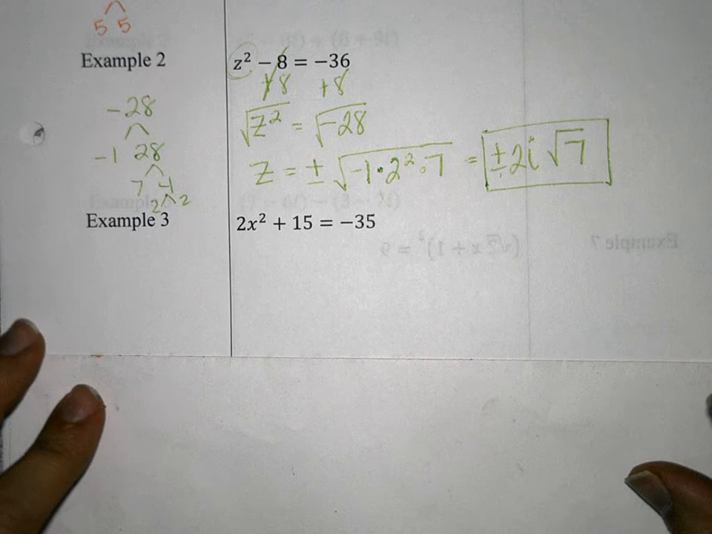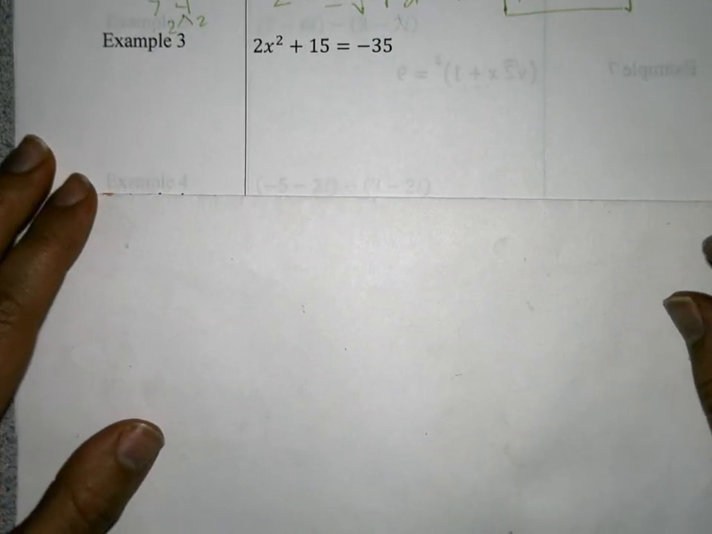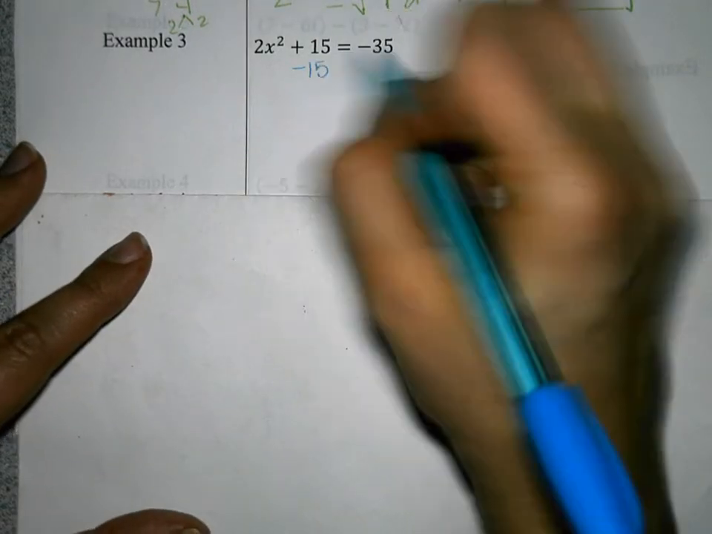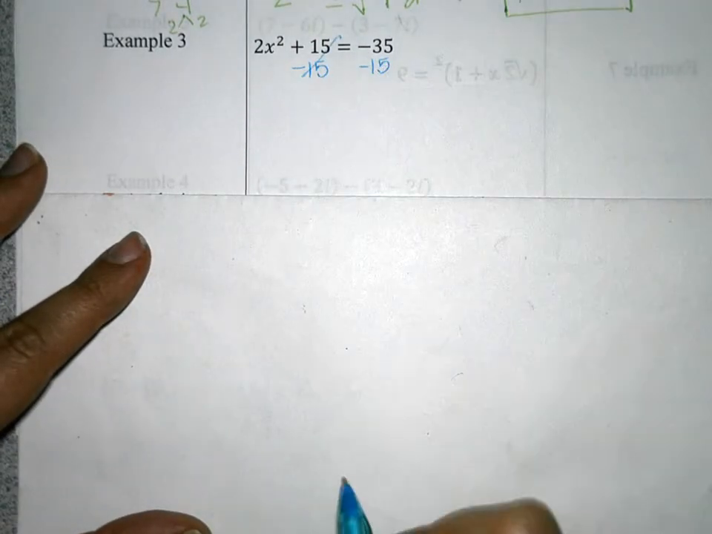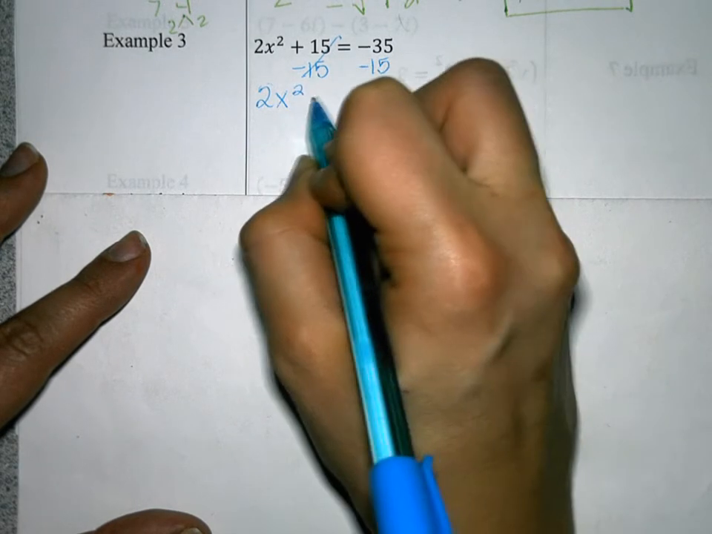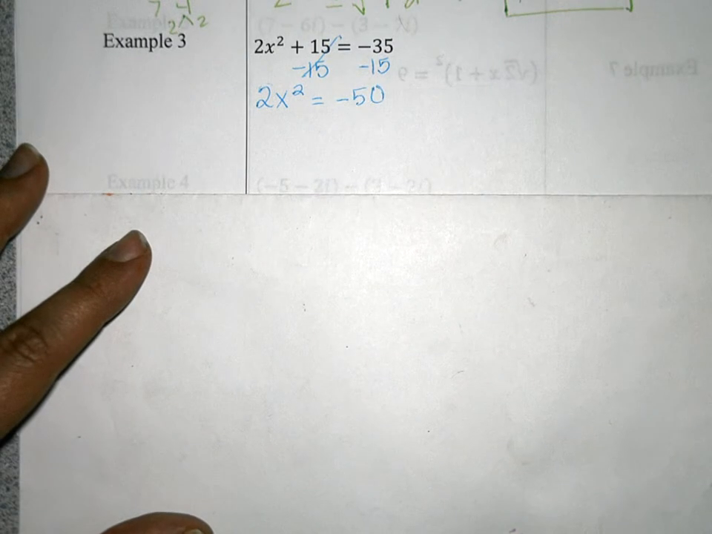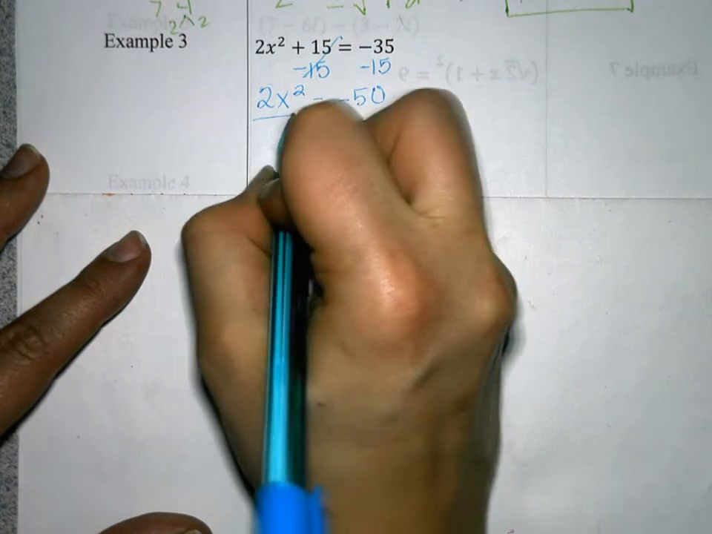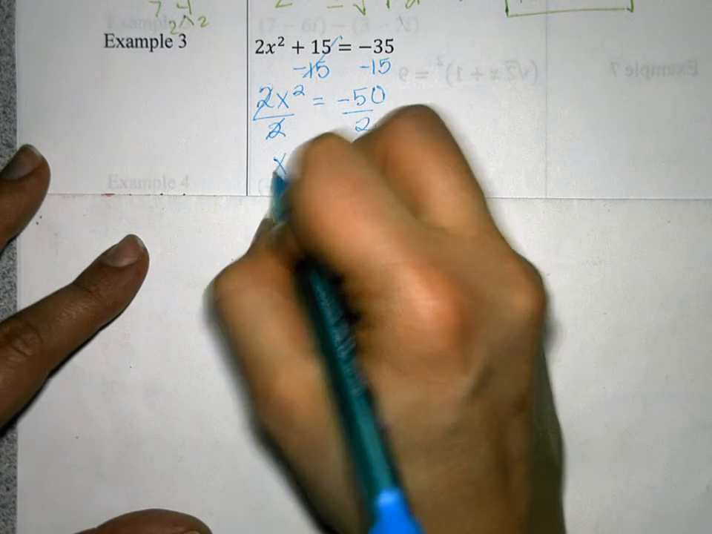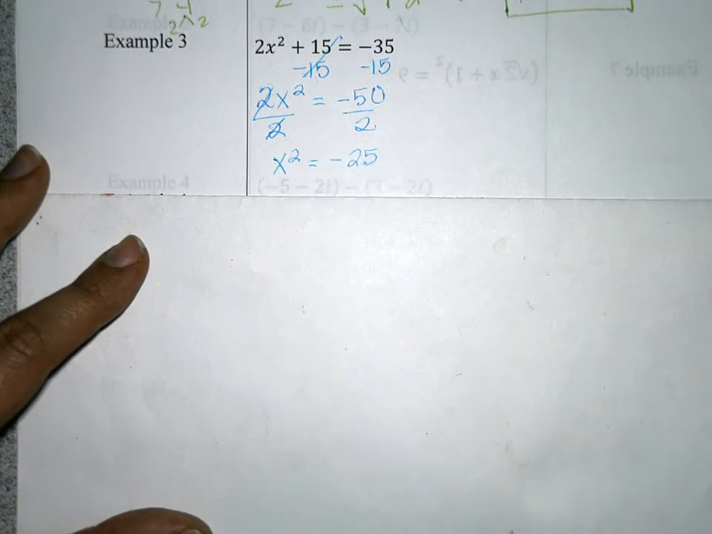Example 3. I have 2x squared plus 15. The x squared is not by itself yet, so I'm going to subtract 15 from both sides. That gives me 2x squared equals -50. And then I still don't have x squared by itself, so I need to divide both sides by 2. So that gives me x squared equals -25.